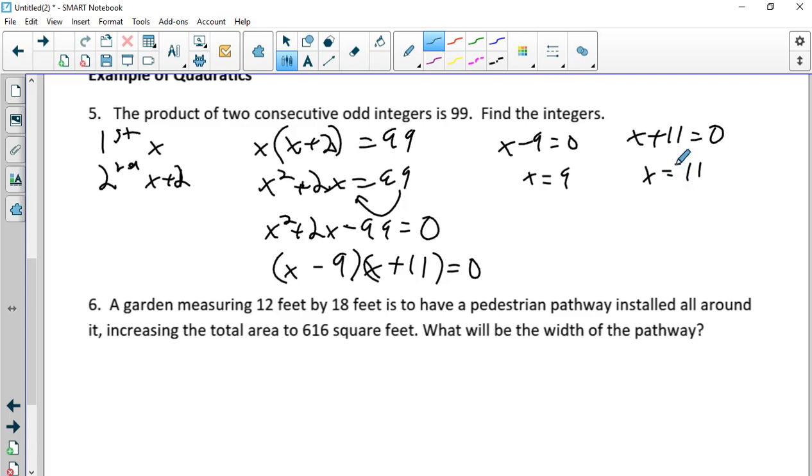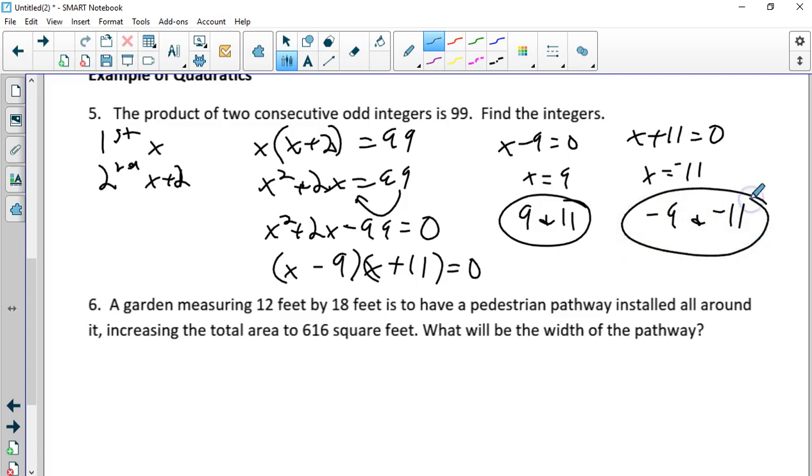Now, I plug 9 back in. 9 plus 2 is 11. That's one set of answers. If I plug negative 11 in and add positive 2, I get negative 9 and negative 11. That's another set of numbers.